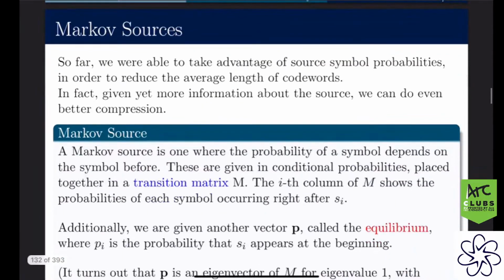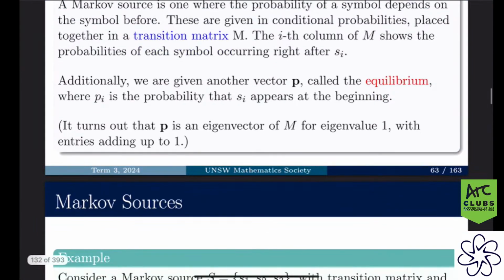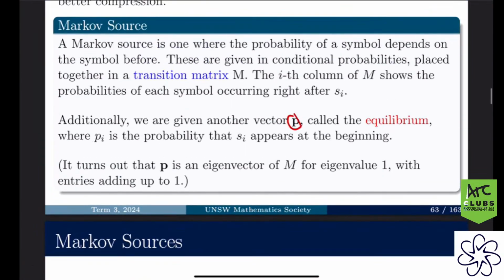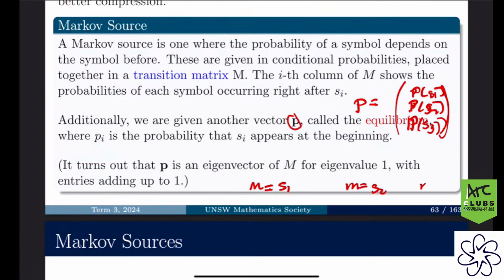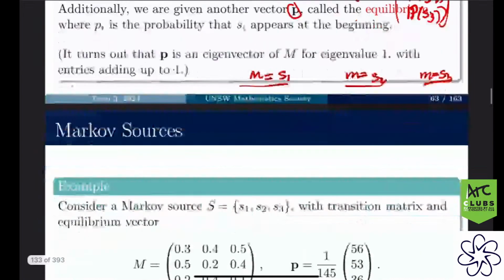Something else about P is that it's actually equal to the probabilities of S1, S2, and S3 showing up in the first case. That'll make more sense if I put it into the context of a message. We have a message, and it can either start with an S1, an S2, or an S3. And the equilibrium vector is the probabilities that the message starts with S1, S2, or S3. Cool.